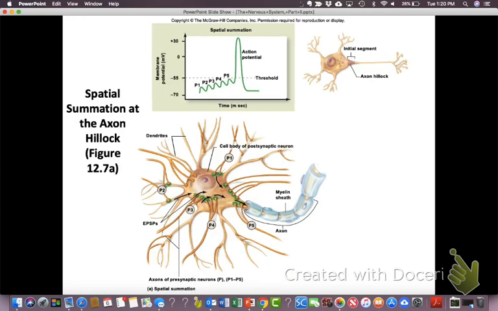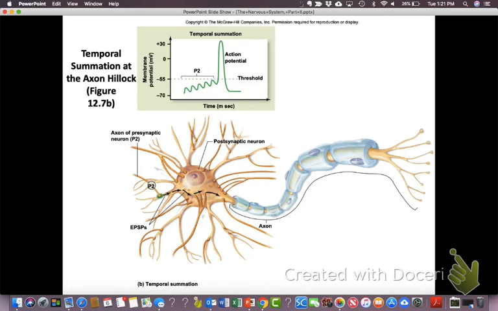Summation over space we call spatial summation, and here you can see, as an example, you've got multiple synapses labeled P1 through P5, and they're all hitting different parts of the cell body or the dendrites of this multipolar neuron. Look at the graph above, and you see that P1 through P5, all of them hitting at slightly different times, still manages to increase the electrical level up to threshold, and it has to be threshold at the axon hillock in order to matter. So that's spatial summation, multiple synapses.